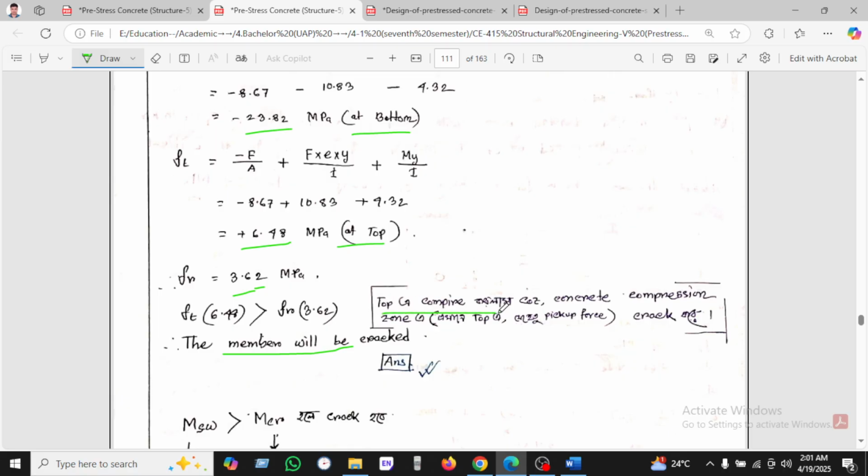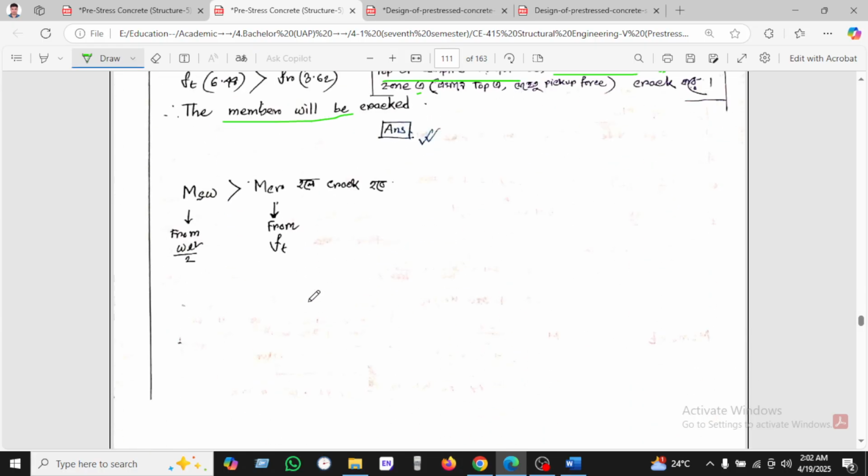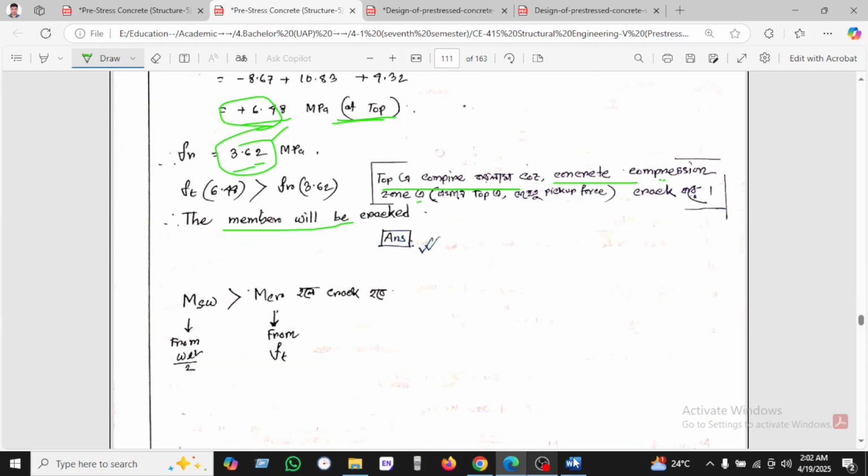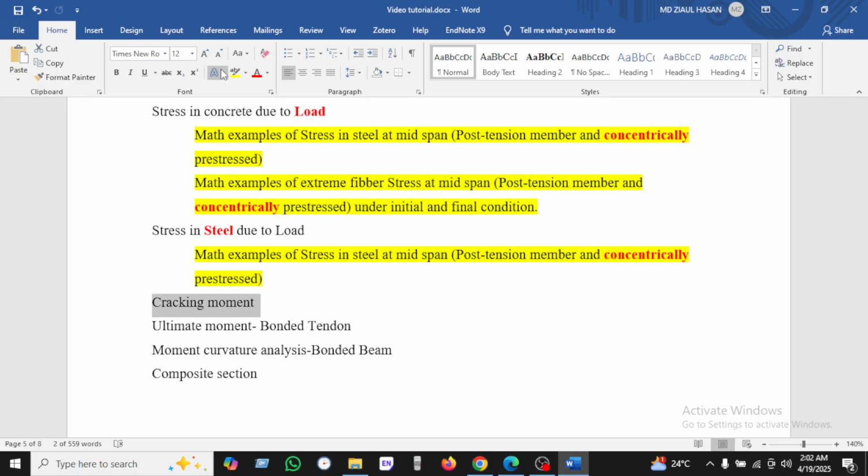Why do we compare with the top? Because the concrete compression zone is at the top. That's why we compare it at the top. Okay. So the cracking moment has ended.